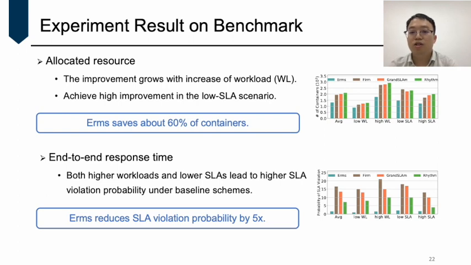The evaluation using benchmarks shows that Erms can save about 60% of allocated containers and reduce the SLA violation probability by 5 times on average compared to the baseline schemes.